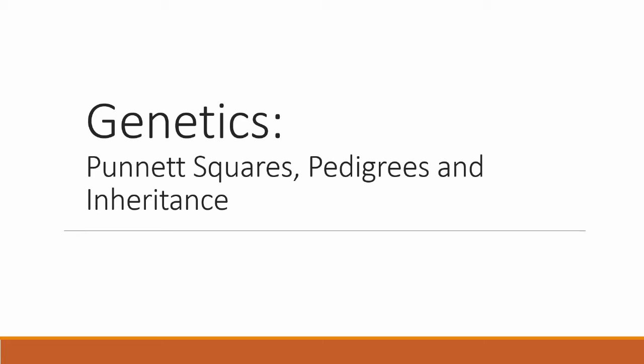Today, we'll be going over Punnett squares, pedigrees, and inheritance, which is a part of the GCSE biology specifications. But before we get started, let's get familiar with some key definitions.